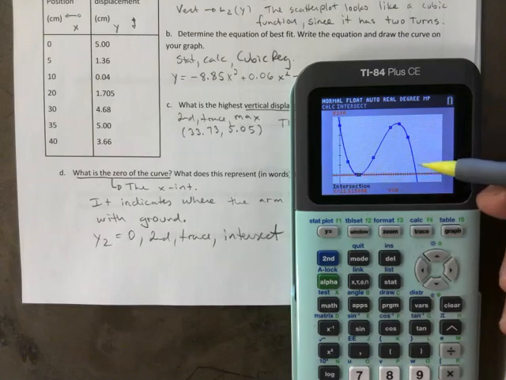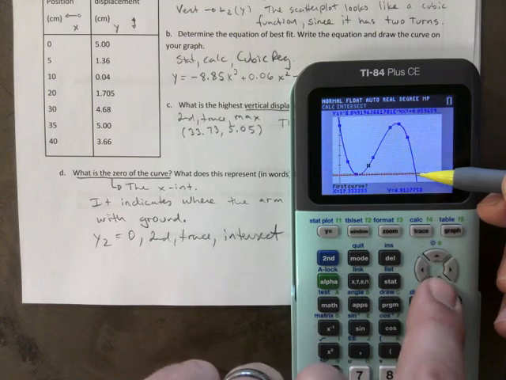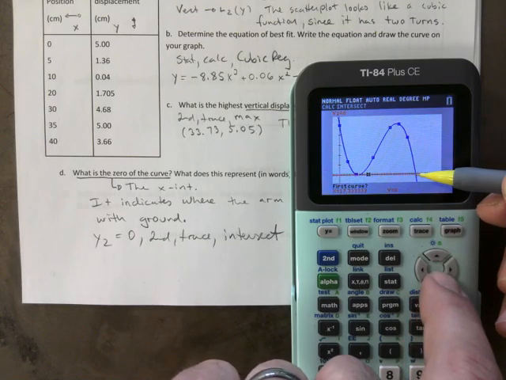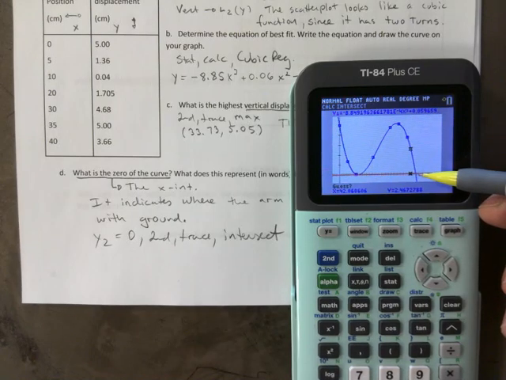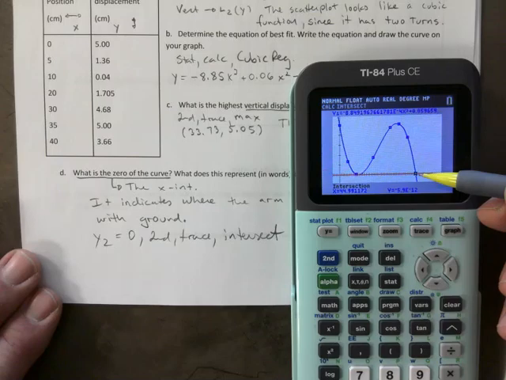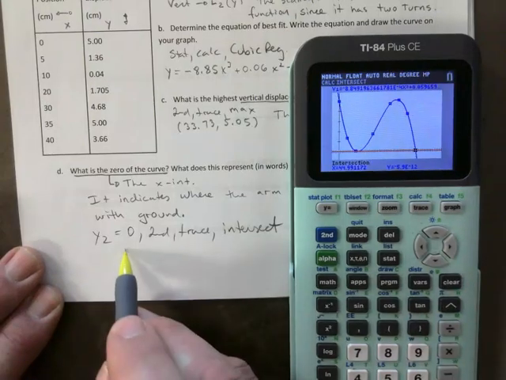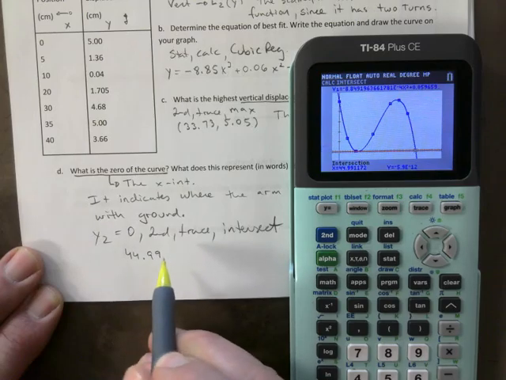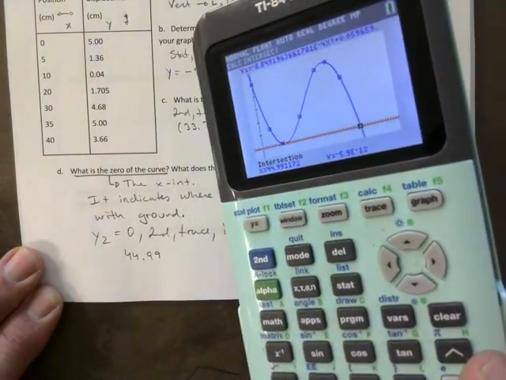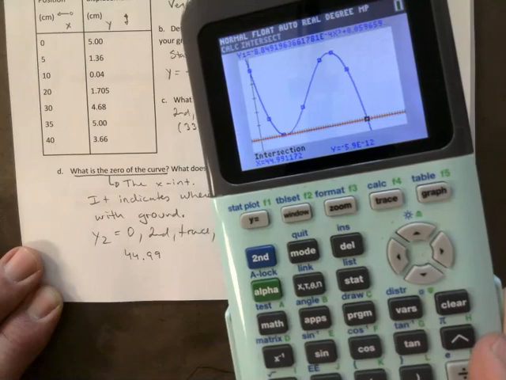Oops, it hits there, so I want to go here. Second trace 5. Jump the curve. I'm going to go up or down arrow, either one. It's just a little faster to get to here. Enter, enter, enter. That's 44.99. And watch this. Look at the second value. It looks like it's something other than 0, but that is 0. Okay, that is 0.